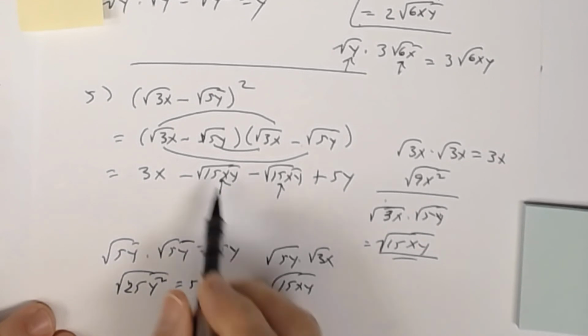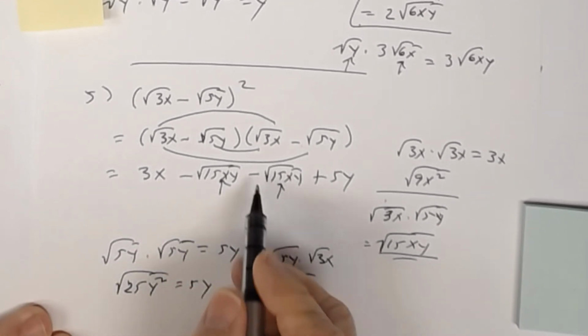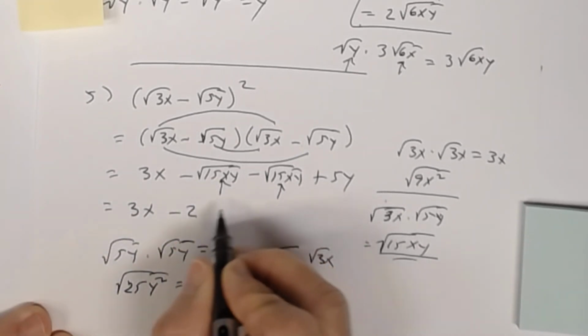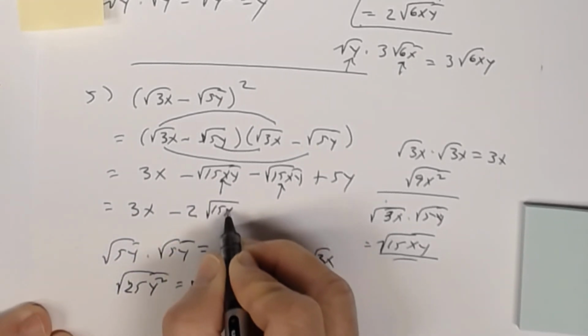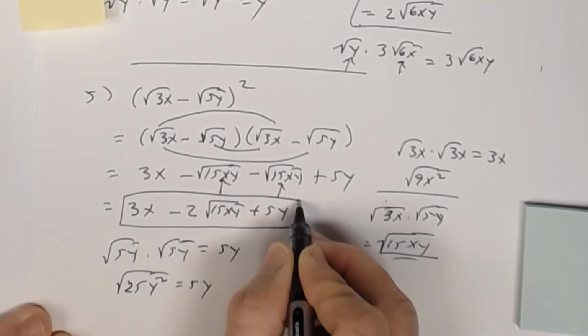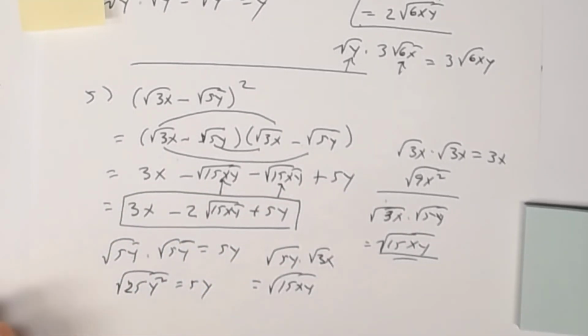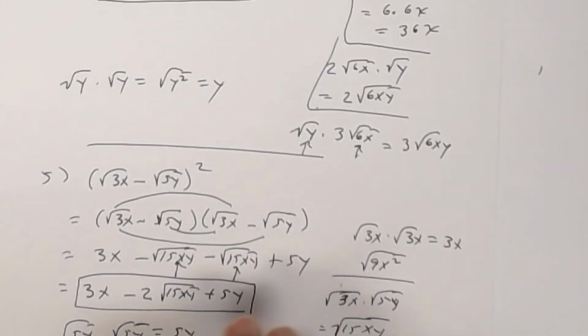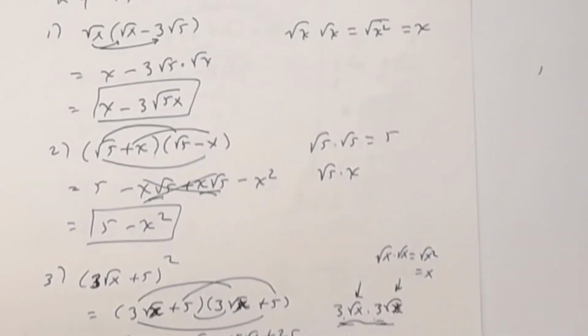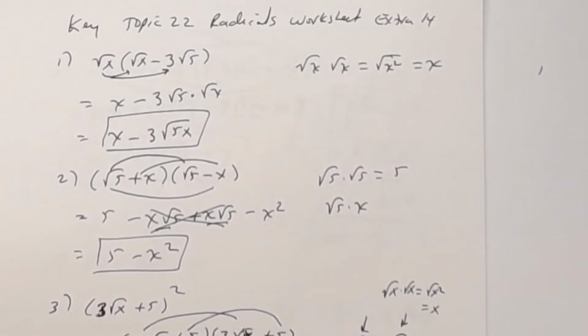Combining like terms, the only terms you can combine are these two. Those are the only two. You have a negative 1 and a negative 1. So I have 3x minus 2. So it becomes two of these. Square root of 15xy plus 5y. And you cannot do anything else. You're done. All right, so that is it. So that's the key to topic 22, Radicals Worksheet Extra 14.